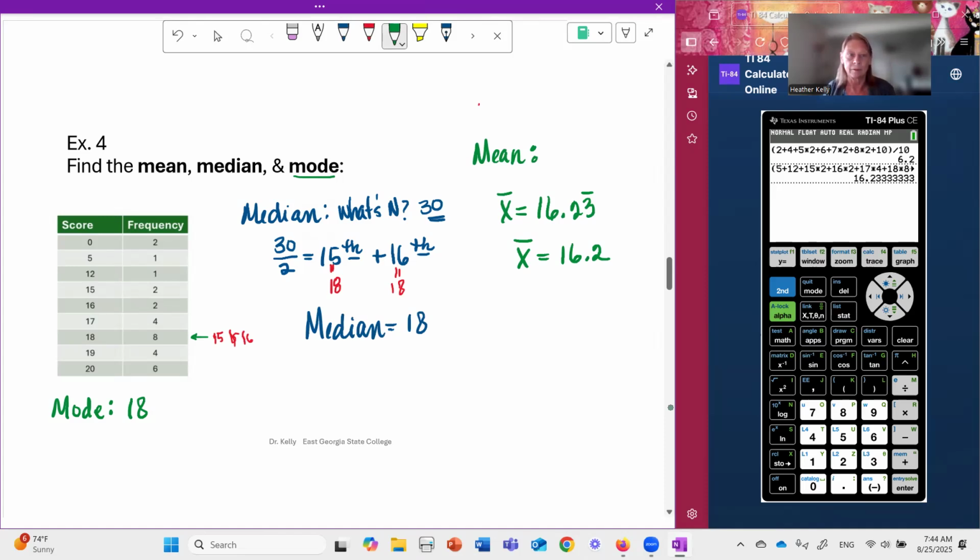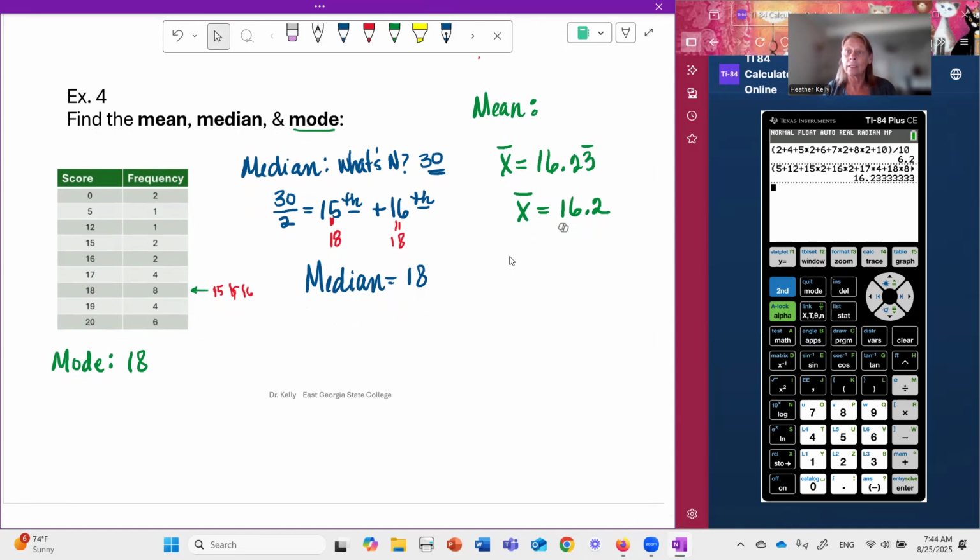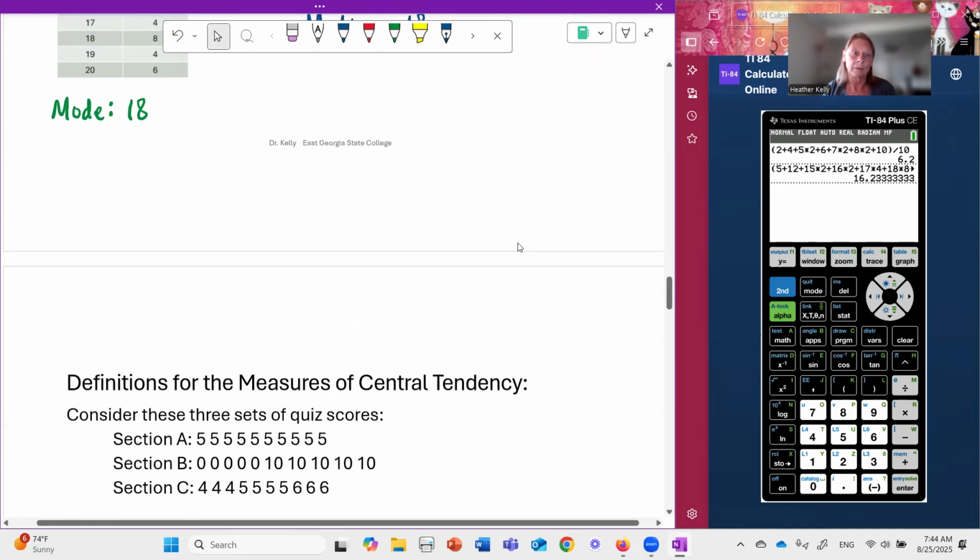Okay. Now, do not wait until the end to start working on this homework. None of this homework is particularly difficult, but it is very time consuming. And the only way for you to be effective with this is to practice.